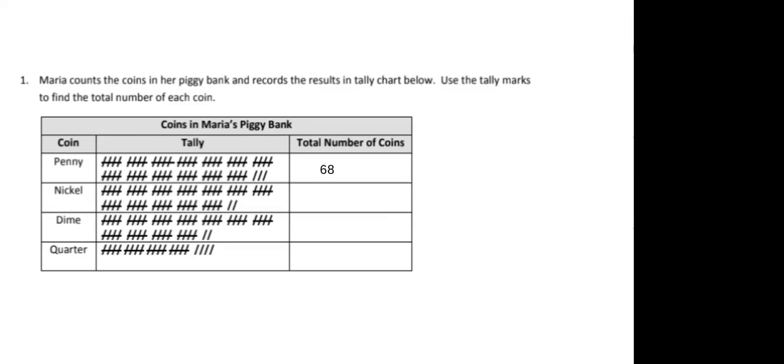Okay, pennies. There were 68: 5, 10, 15, 20, 25, 30, 35, 40, 45, 50, 55, 60, 65, 66, 67, 68. For nickel, there was 62: 5, 10, 15, 20, 25, 30, 35, 40, 45, 50, 55, 60, 61, 62. For dimes, there was 57: 5, 10, 15, 20, 25, 30, 35, 40, 45, 50, 55, 56, 57. And lastly, for quarters, there were 24: 5, 10, 15, 20, 21, 22, 23, 24.